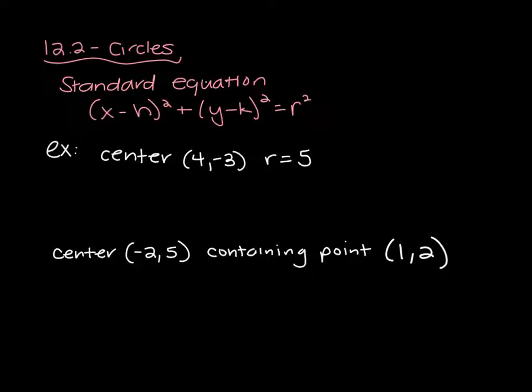Okay, 12.2 was circles. So you're either going to be given the center and the radius and asked to find the equation, or given the center and a point and asked to find the equation. The standard equation for a circle is x minus h squared plus y minus k squared equals the radius squared.